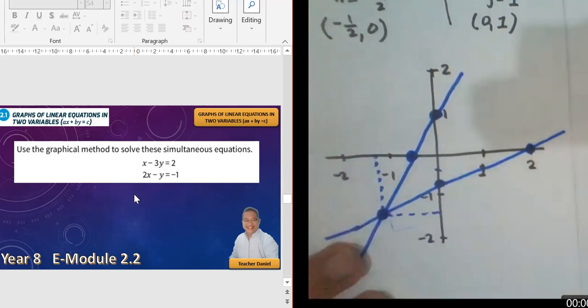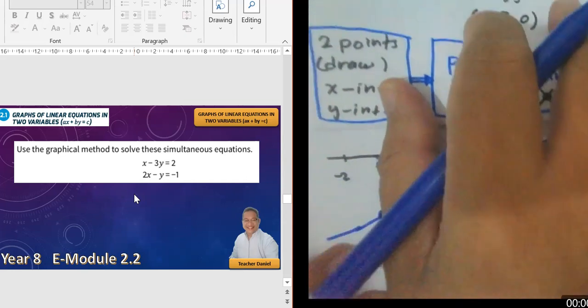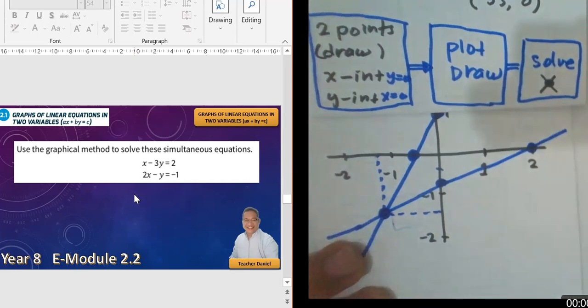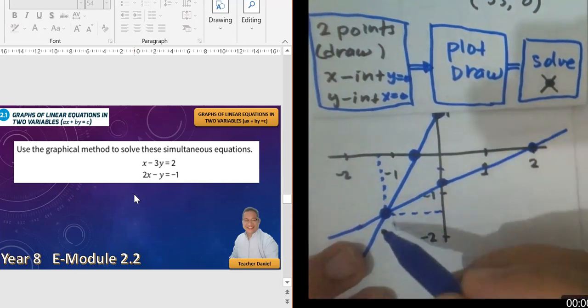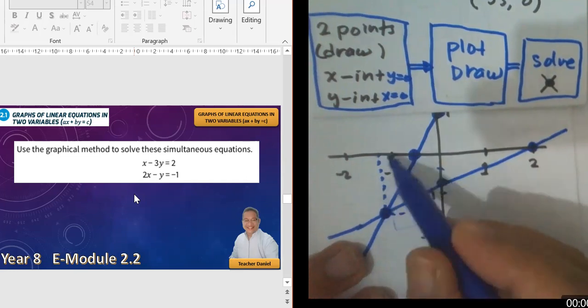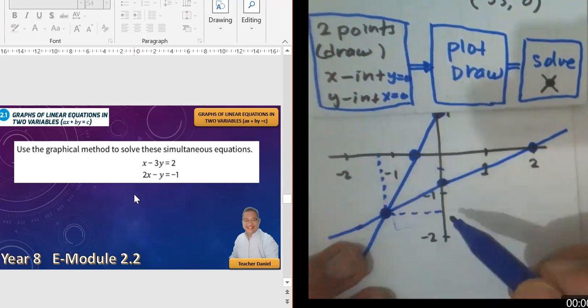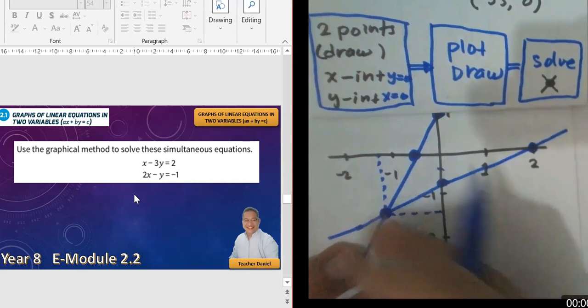Having said that one, Mr. Daniel, are there any other ways to solve? Yes, of course, there are other ways. Now, you can just approximate this. This one seems to be negative 1 and 1/3. This one seems to be negative 1.5. I'm not that sure, okay, because I'm not using this.